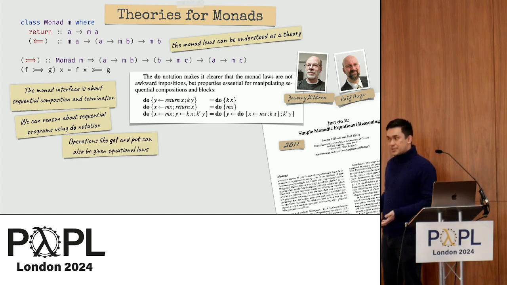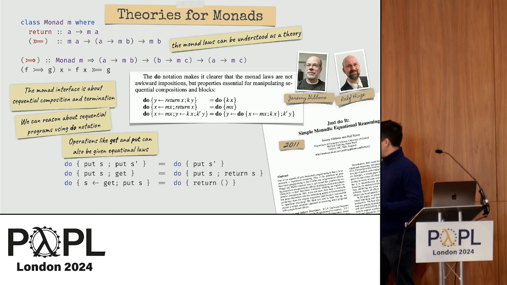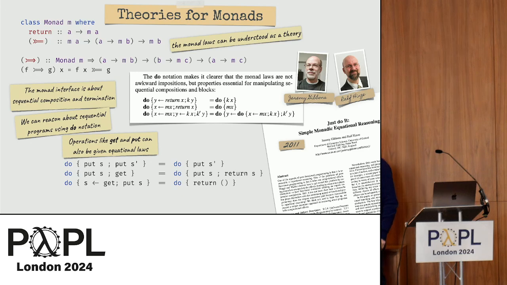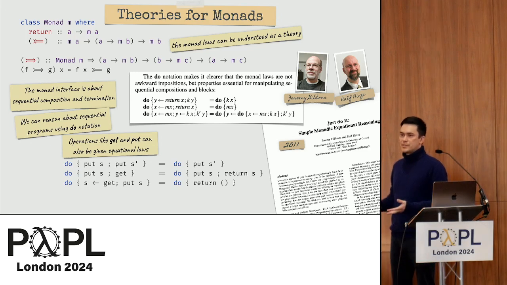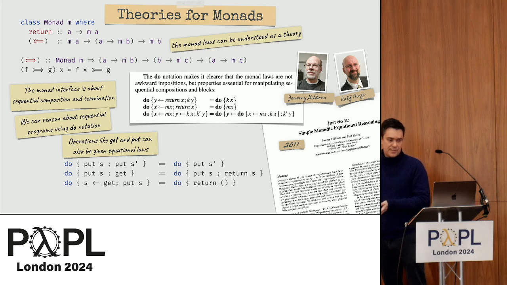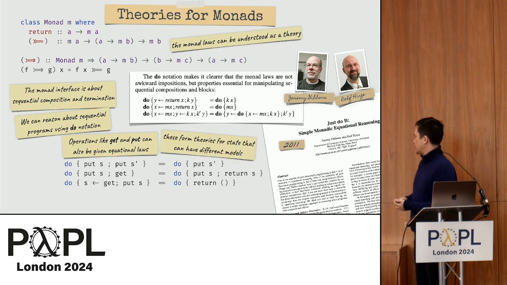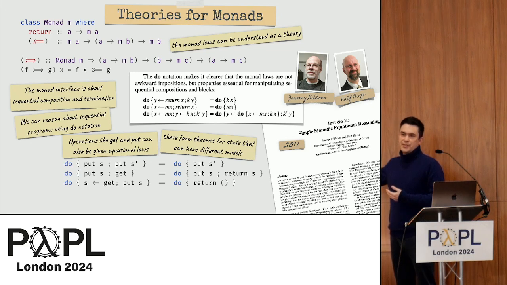And so for us, when we're talking about get and put operations, it means we want theories like this, that say putting and putting again is the same as putting the second time. If you put then get, then that's the same as just putting and then returning the thing that you put. And then if you get then put, that doesn't do anything. So these laws you can think of as the theories, and there should be multiple models of these theories. For example, the standard model is to understand state as a function from input to output, fine.